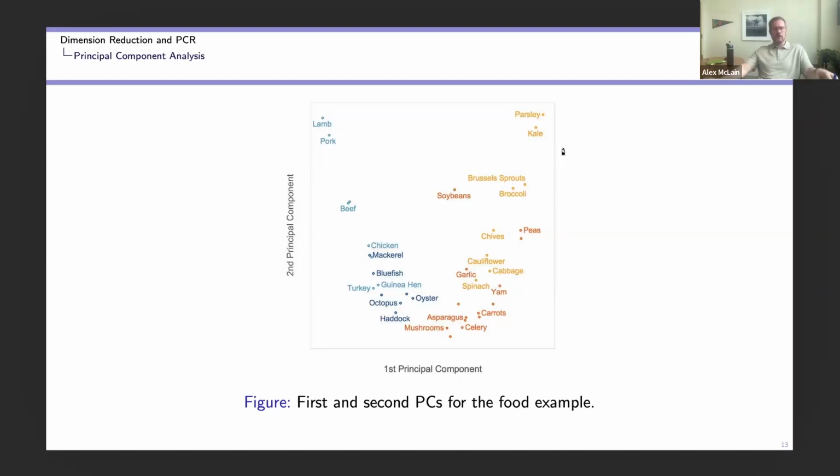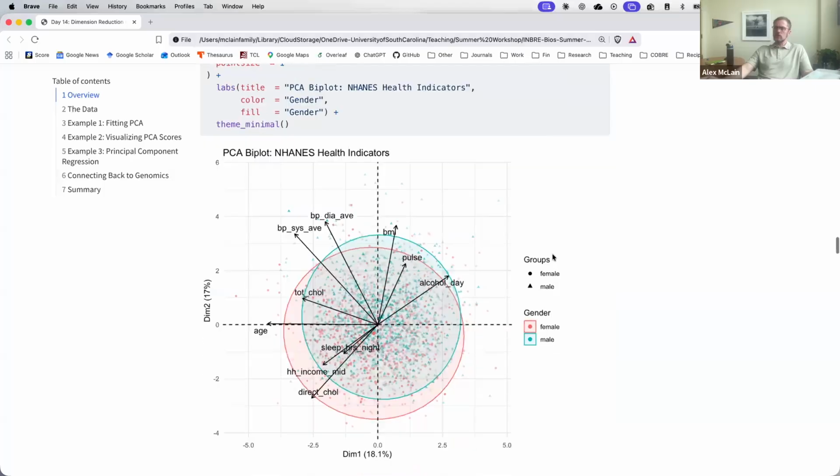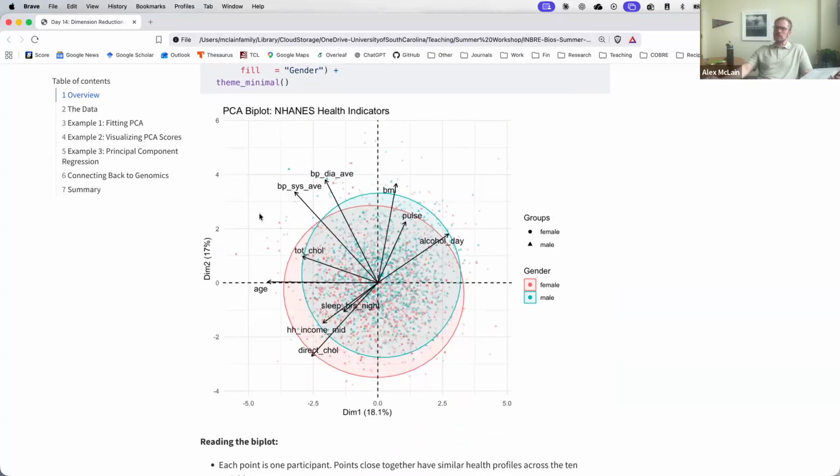So at least that gives us something. Let's take a look at this for the NHANES data. So how we can do a biplot is this FVIS PCA biplot. This will give more information than the one I just showed. So here the dots are the participants in the sample. We see a dot right here. This person has a very large PCA1, very large PCA2, while this person here, low PCA1, high PCA2, and so on and so forth.